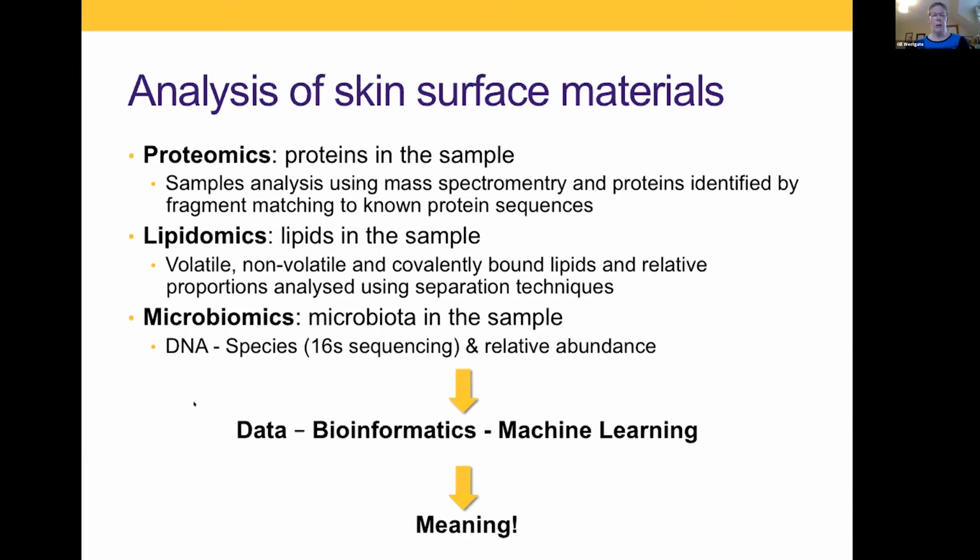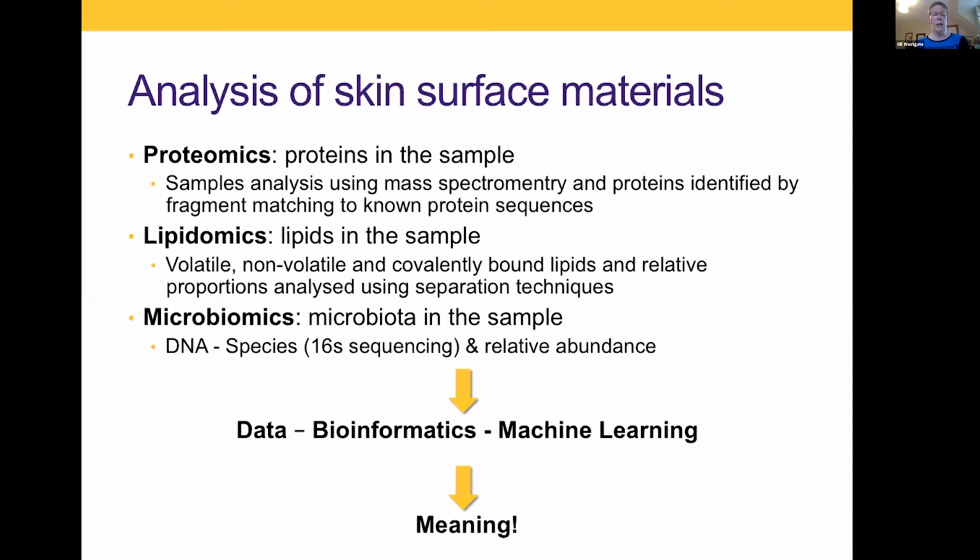And then more recently, we've come into the variety of microbiota in the sample, and there are essentially many ways to do this, but the most common is called 16S sequencing. 16S is a part of the microorganism which is unique to microorganisms and isn't found in humans. So you can separate the two that way.